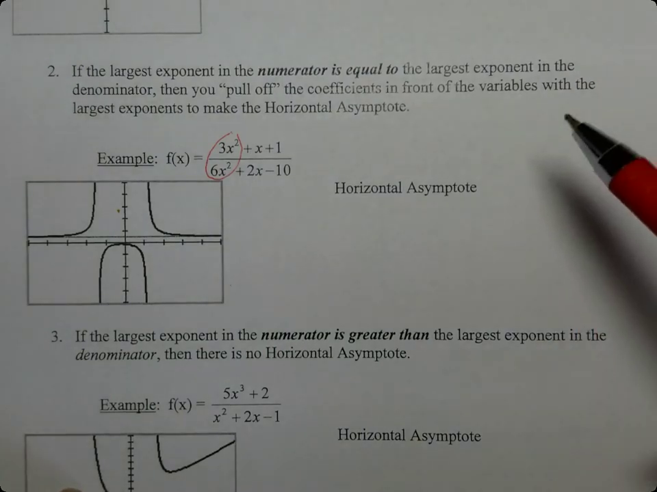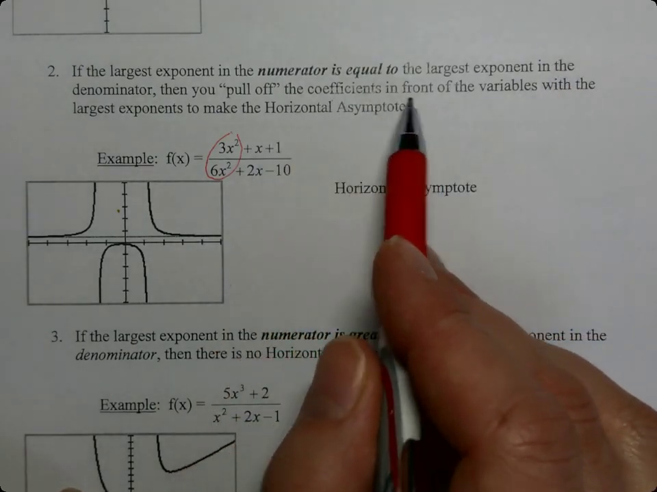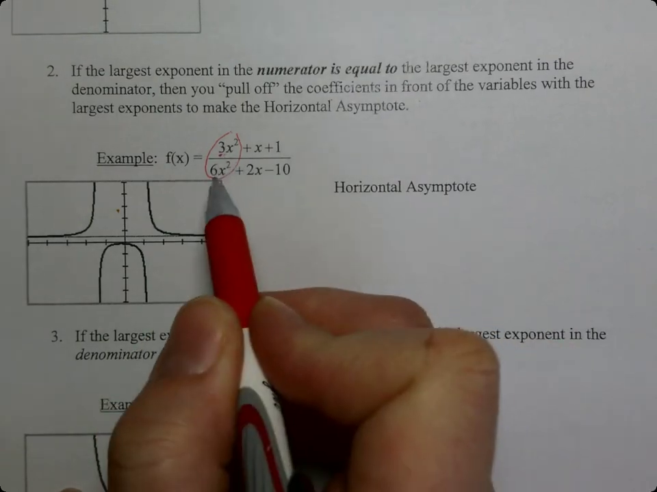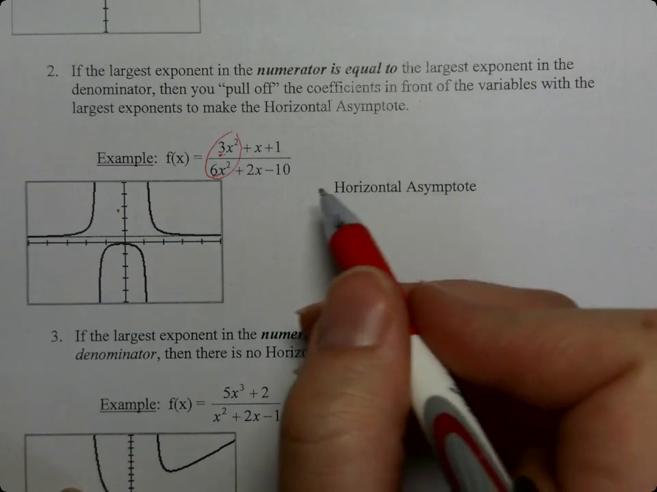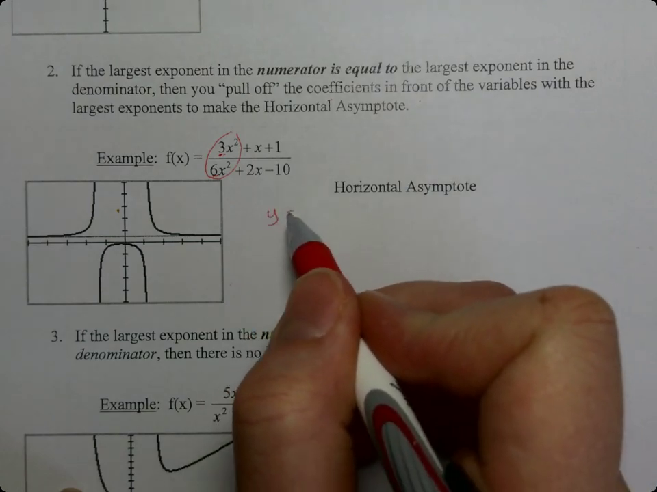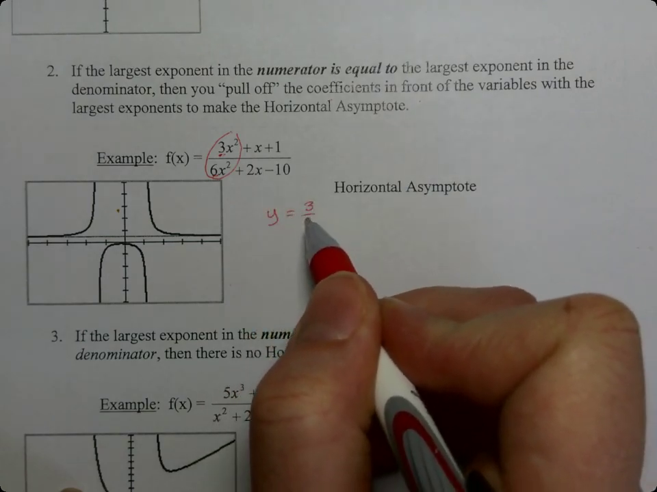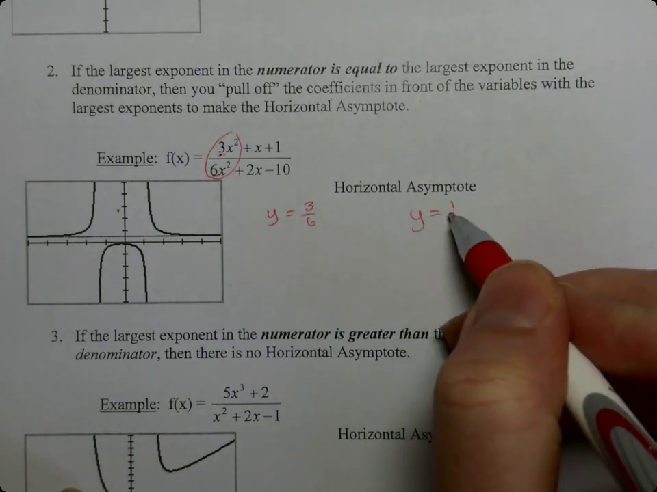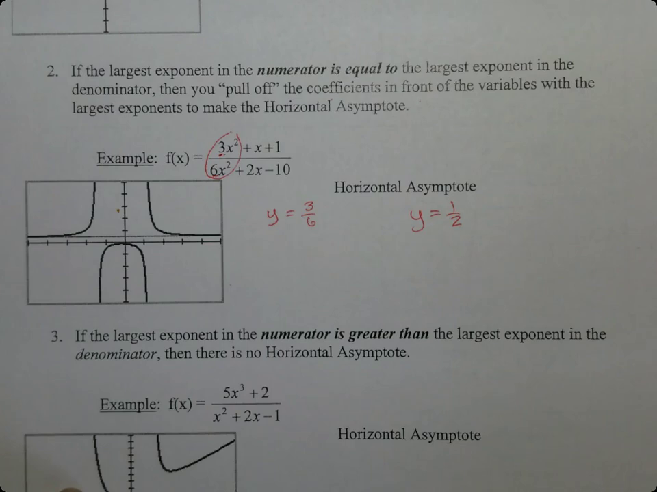Okay. So you're going to take the coefficients from each one. What's the leading coefficient of the numerator? 3. What's the leading coefficient of the denominator? 6. So you would say, I have a horizontal asymptote at 3 over 6, but what is 3 over 6? You always reduce it. If it's a fraction, reduce it.